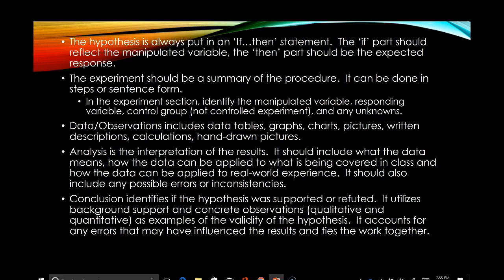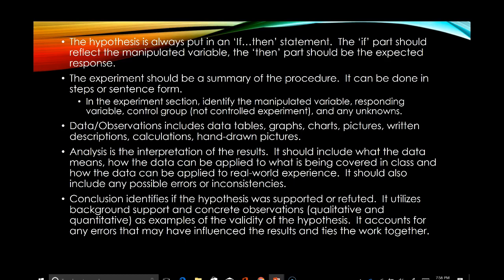Once you have that set up, you want to skip a space and you're going to include your analysis. And the heading analysis is all caps and done in bold. And this is going to be an interpretation of your results. It should include what the data means, how the data can be applied to what is being covered in class, and how the data can be applied to real-world experiences. How can you use this information outside of lab? It should also include any possible errors or inconsistencies that you observed.